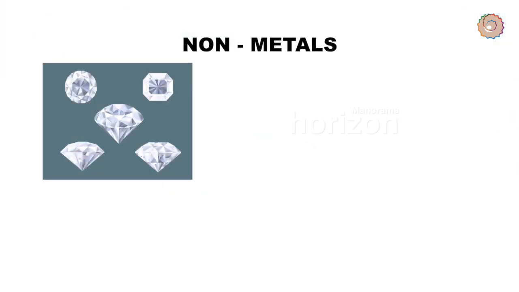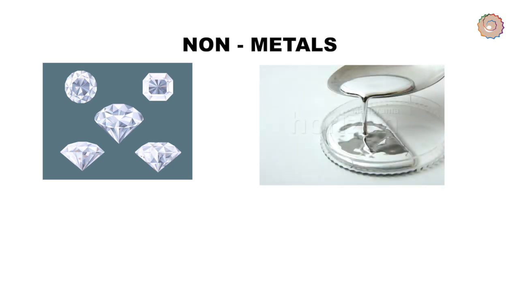Let's see. Non-metals are not hard, rather they are generally soft. But diamond, an allotrope of carbon, is an exception. It is the hardest naturally occurring substance. To talk about the state of non-metals, non-metals may be solids, liquids or gases. Non-metals have a dull appearance. Diamond and iodine are exceptions.